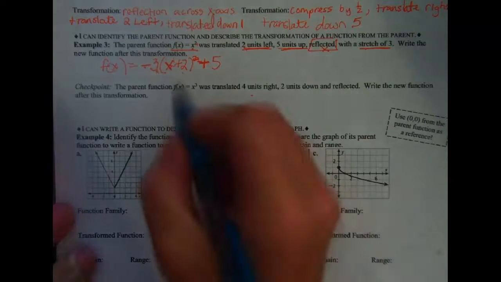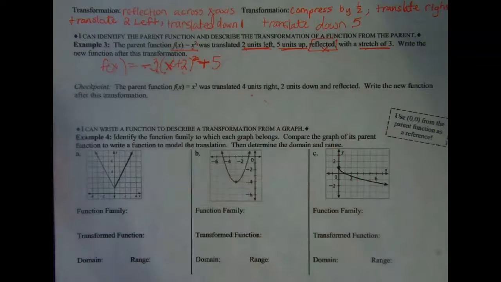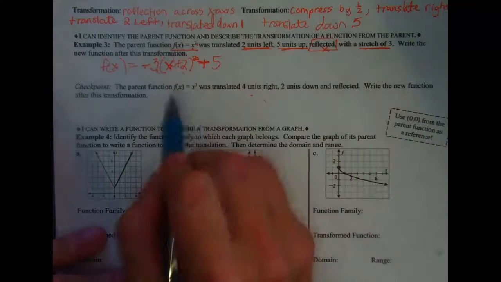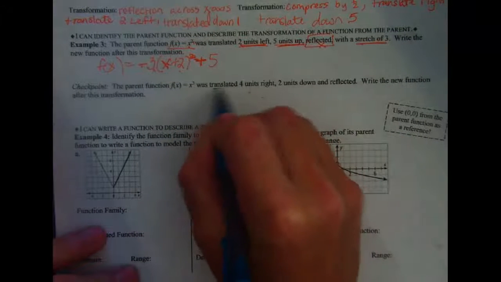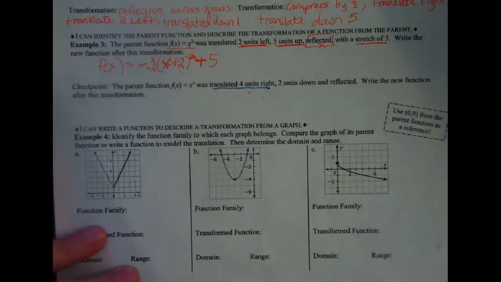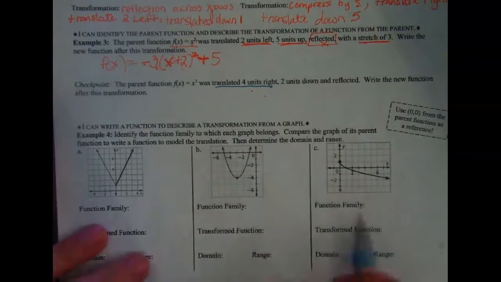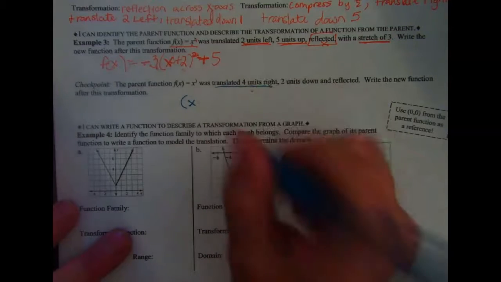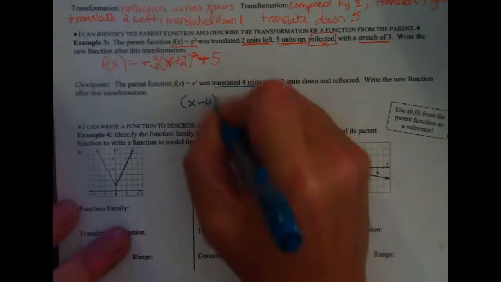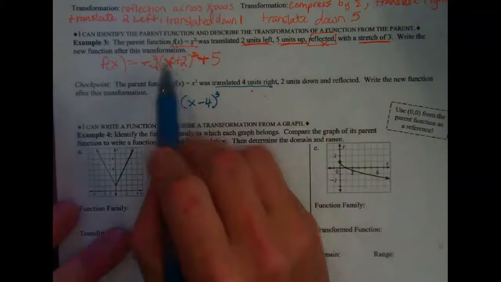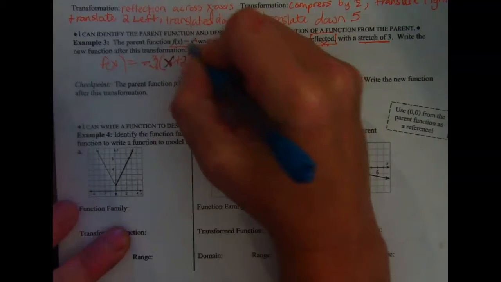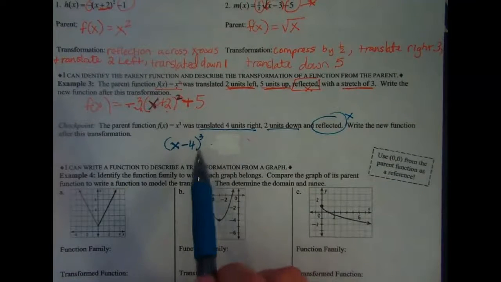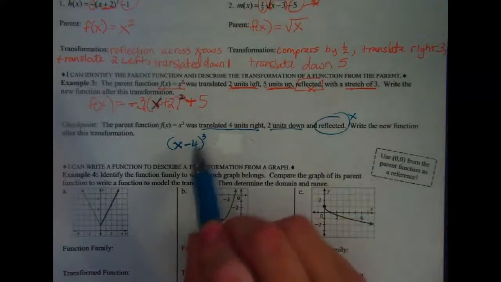Okay, so if you are looking at this, I'm going to go through it faster because you've already tried it. So my parent function here tells me I'm going to translate 4 to the right. So 4 to the right means I am going to go in parentheses x minus 4, and then that little 3 stays on the outside, just like this top one we did. When it's x squared as the parent, the x and the square stay there.